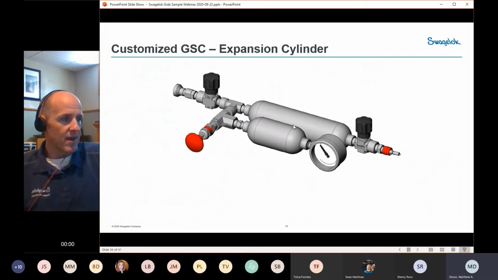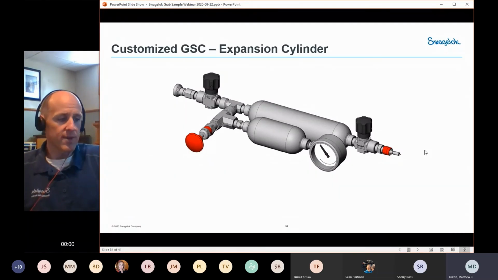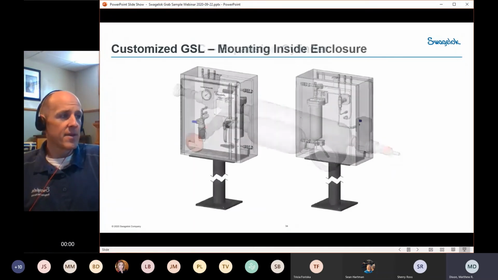So in this case, we've got that outlet of that relief valve plumbed into a second sample cylinder. And so you'll be able to see if that relief valve popped off just by the pressure gauge. You'll be able to see it there. So just an example of a very simple custom solution that we could do with our grab sample program.